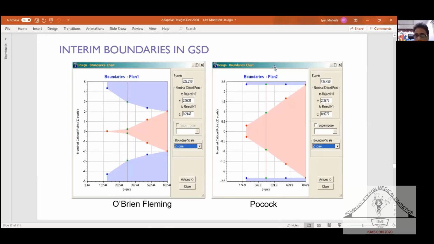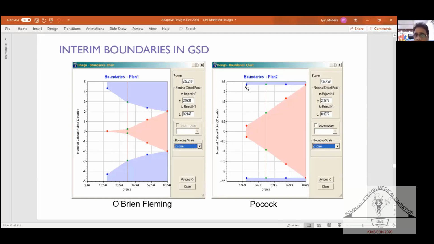Whereas in Pocock, you're saying that it is the same irrespective of when I look at it. So I start with 2.4 and I am spending 0.0125 every time. So at any look, it has to be greater than 2.45. So you can see how it is, right?